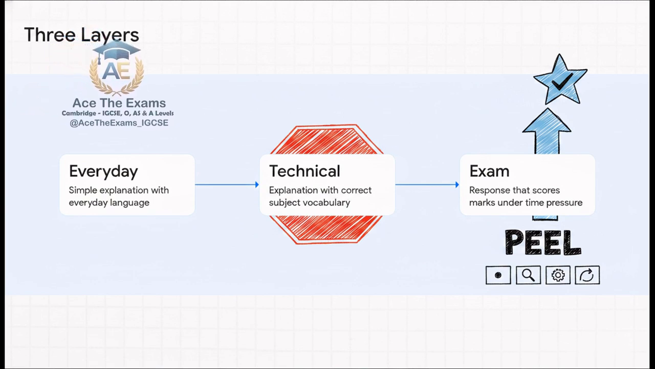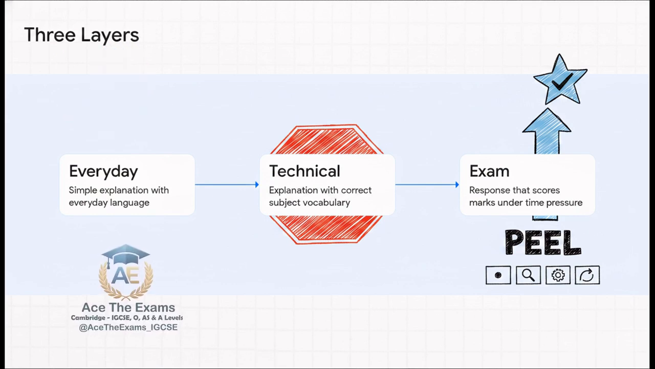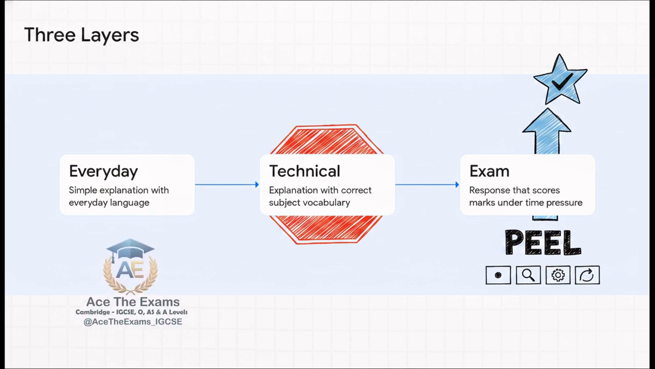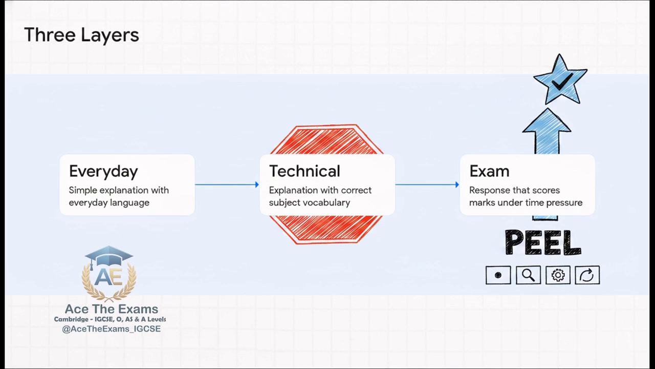And here's the trap. Most students, especially Alex, stop at Layer 2. They drop the technical terms and think they are done. But Layer 3 is the exam explanation. This is where you actually score the marks under pressure.